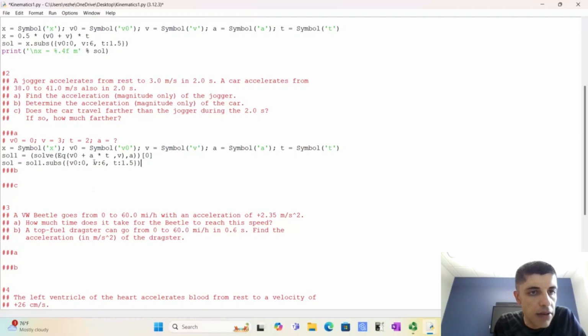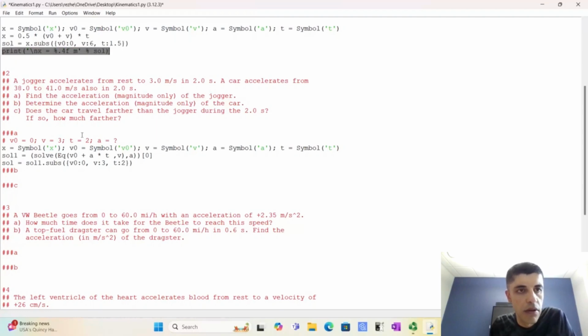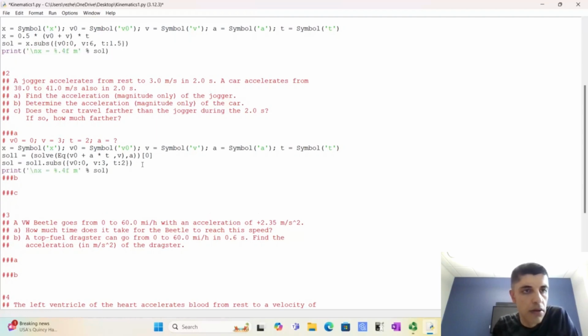So v naught is 0, v is 3, and t is 2. So let's go ahead and print, copy and paste that. So a here equals, this is meters per second squared, and percent solutions. Yeah, that should be fine. So let's go ahead and run it, see what that acceleration of the jogger is.